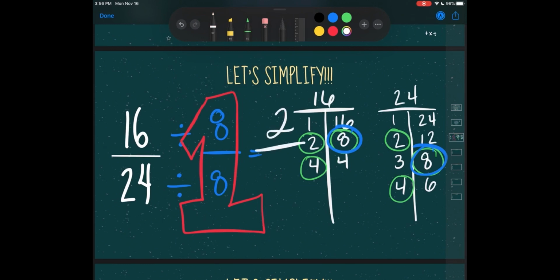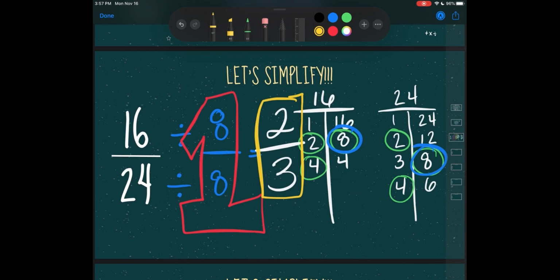So when I divide 16 by 8, 16 divided by 8 is 2. And then 24 divided by 8 is 3. So my simplified answer ends up being 2/3.